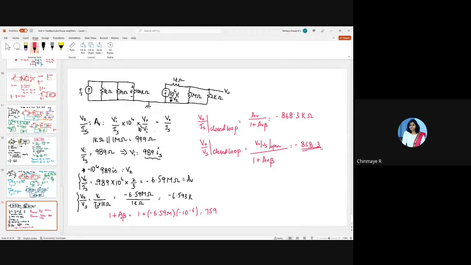And now we have seen that due to loading, that is due to finite input impedance and finite output impedance, the closed loop gain has decreased here, which is minus 868.3, which otherwise in an ideal case would have been minus 1000. Right? Is it clear so far?